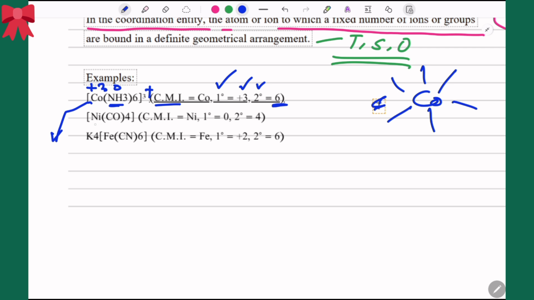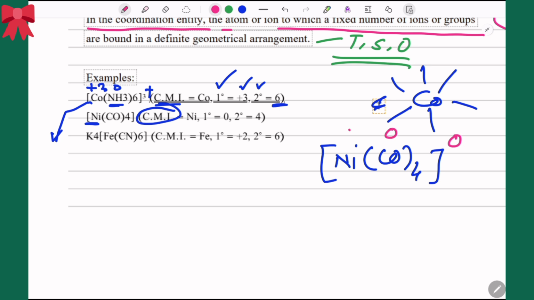In the next example, nickel is the central metal atom or ion. It's not an ion. Sorry children, it's not an ion, it's an atom only. Because when we look at the structure of Ni(CO)4, which we have already discussed before, the total charge is 0. The carbon monoxide, that is the carbonyl ligand's charge, is 0. So of course this is also 0. So the central metal atom here is nickel.